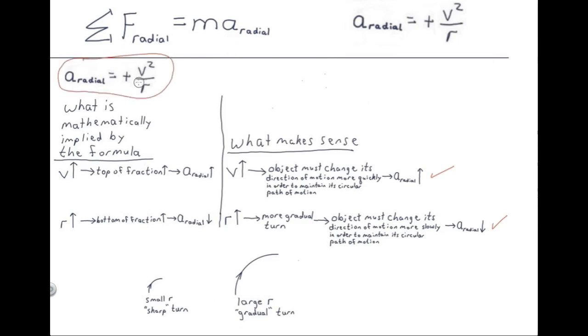So this formula corresponds to the common sense idea that it's more dangerous to drive at high speed around a sharp turn, and it's safer to drive at low speed around a gradual turn.